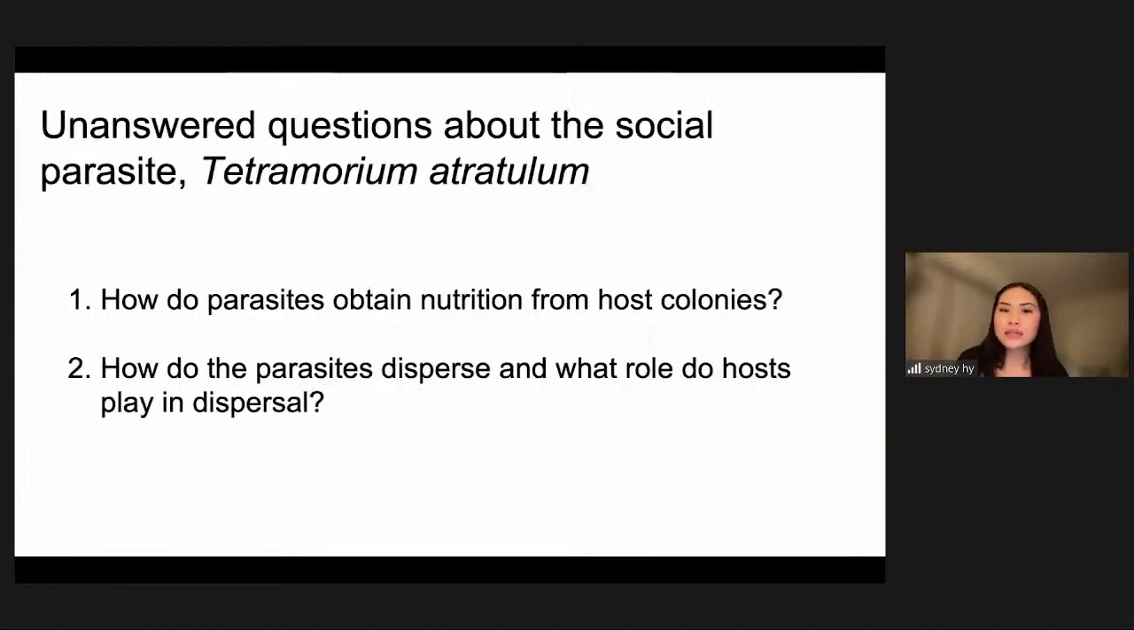So as I began to learn more about this parasite and reading about the natural history of the species, I found myself seeing the gaps in the literature and what we know about these parasites. And due to it being so rare and difficult to find, specific mechanisms seem to be left to be clarified. And one of those is, how do these parasites obtain nutrition from host colonies or host workers? The second question is, how do parasites disperse and what role do hosts play in dispersal?